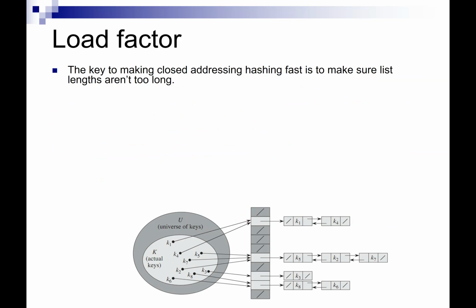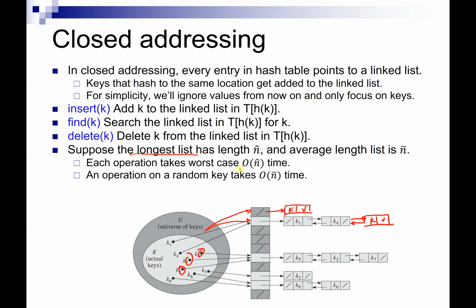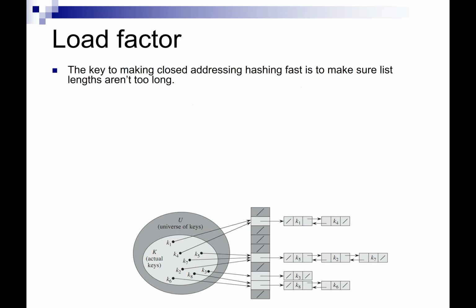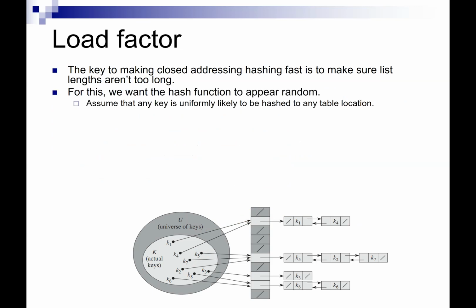Next we're going to define the load factor. You see that the longer your linked list, the worse your running time is, whether it's on average or in the worst case. So what we want is to make sure the linked lists are not too long, and to do this, we want a hash function which appears random. What this means is that if you give it any key, this hash function is equally likely to put this key into any location in the table. So it appears to put the key into a random location.